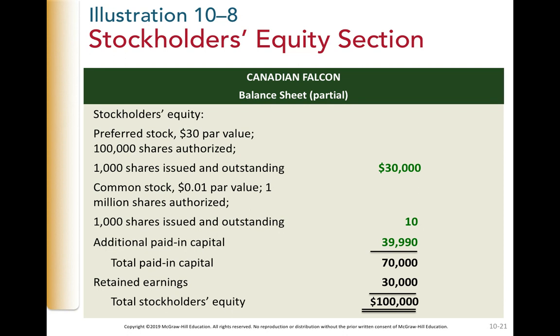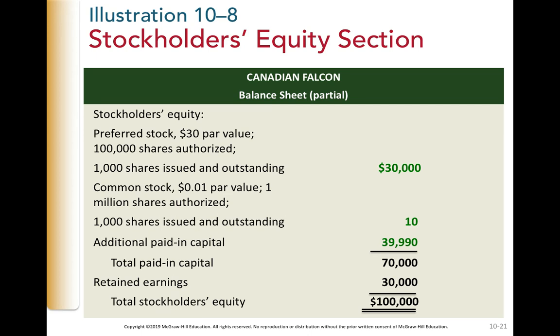Here's an example of a stockholders' equity section of the balance sheet. In the past, when we've looked at the stockholders' equity section, it's mostly just been common stock and retained earnings to make total stockholders' equity. But now we're going to get a little more detailed. So in this stockholders' equity section, we've got preferred stock first. This shows that they are $30 par value. They have 100,000 shares authorized and 1,000 shares that are issued and outstanding. So $30 at 1,000 shares is the $30,000.